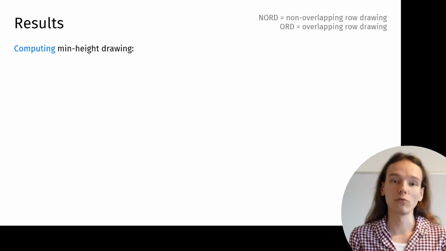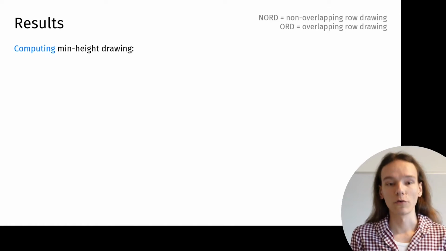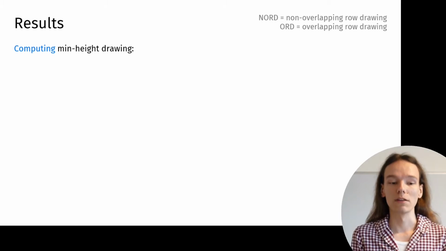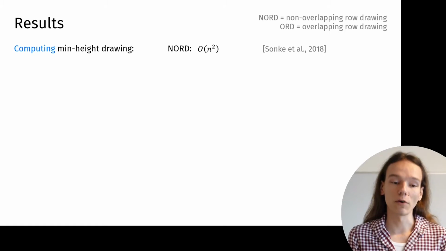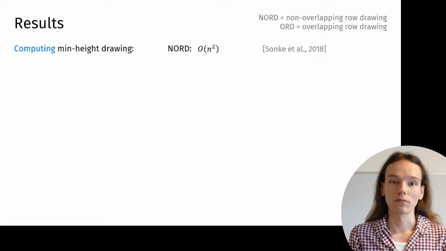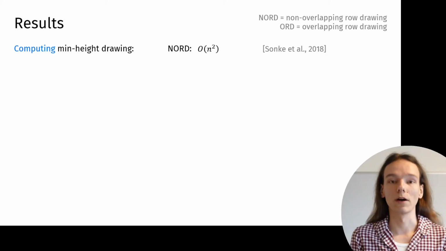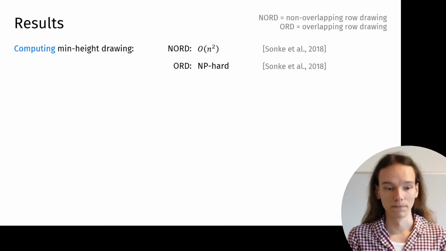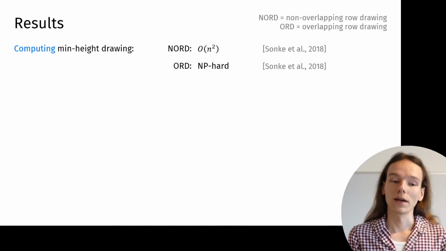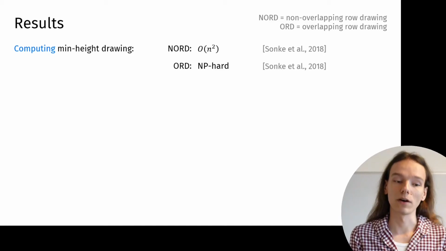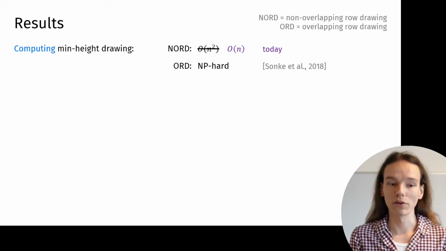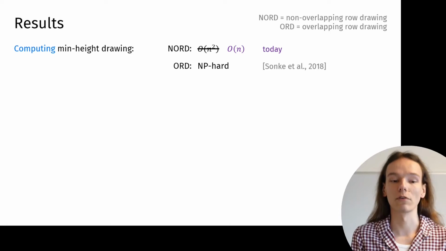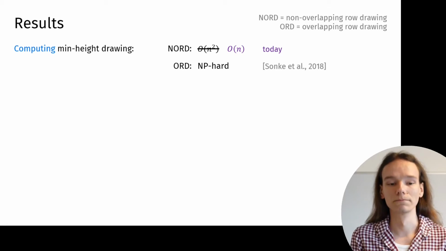I want to talk about two results in this presentation. Firstly, how do we actually compute a minimum height drawing? In our previous paper, with some of the same co-authors, we used a pretty straightforward dynamic programming algorithm to compute non-overlapping row drawings. This takes quadratic time. And we also showed in the same paper that for overlapping row drawings, it's actually NP hard to compute the minimum height. So today I'm going to show you that you can also compute non-overlapping row drawings in linear time.